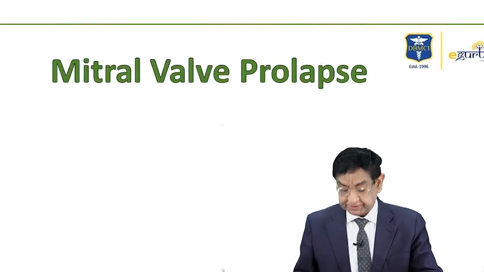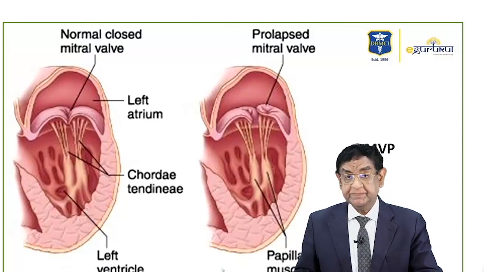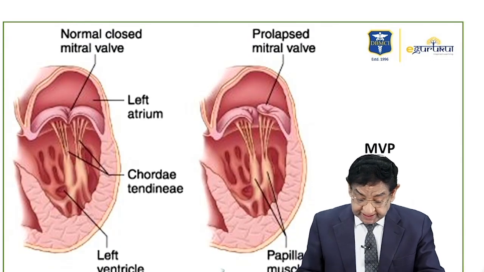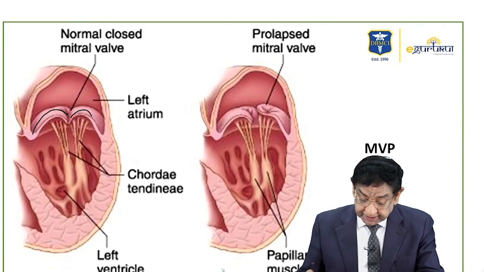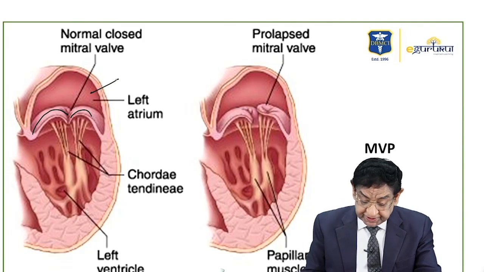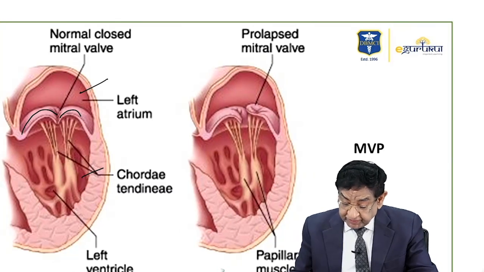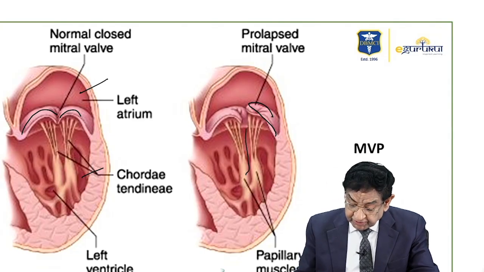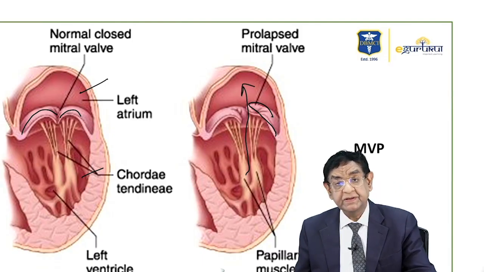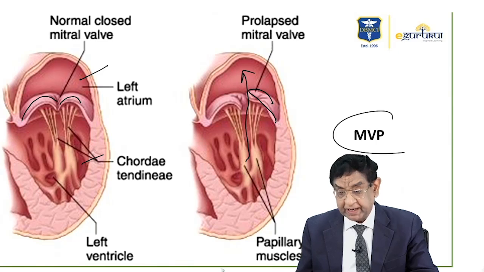Mitral valve collapse. Again, basic anatomy. We are getting a normal valve closed. Left atrium, left ventricle, everything normal. Here, this valve is getting prolapsed. Valve getting prolapsed will lead to what? Leakage of the blood. Leakage of blood will happen. This is the so-called mitral valve collapse.